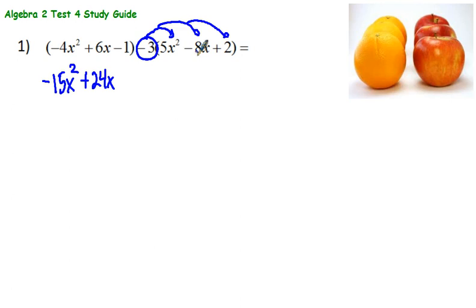-3 and a -8, those are the same, +24. And then -3 times 2, signs are different, so that would be a -6. Alright, so let's line them up and add them up.